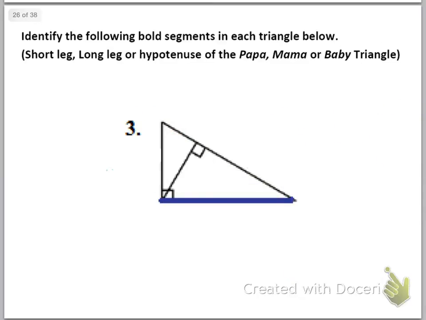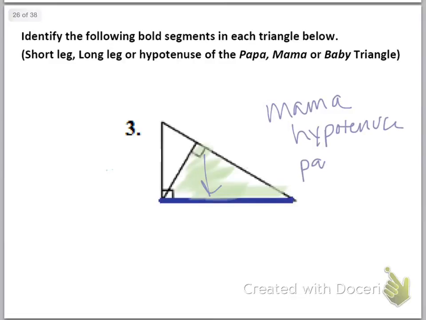Okay, if I highlight, it looks like it's touching mama. So for mama, right, it is across from the right angle, so the hypotenuse. And if you look, it's also papa. And it is the long side of papa. This is the short side. Across from your right angle is the hypotenuse for papa.